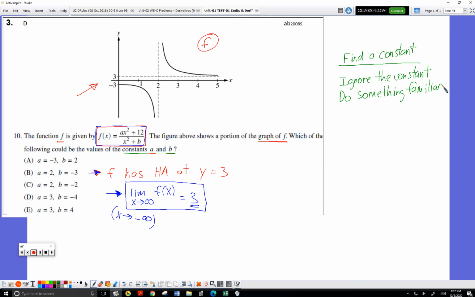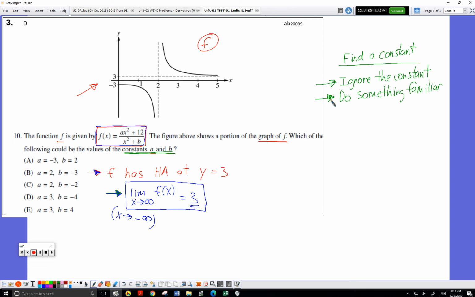So what I did, two more for Sydney. I got this from my flashcard memory. And I'm like, well, how does that help? Well, that's right. I'm supposed to find constants A and B. I'm going to ignore the constant. I'm going to do something else that is familiar to me. Well, I know how to find limits. So I'm just going to try and find limits and see what happens.